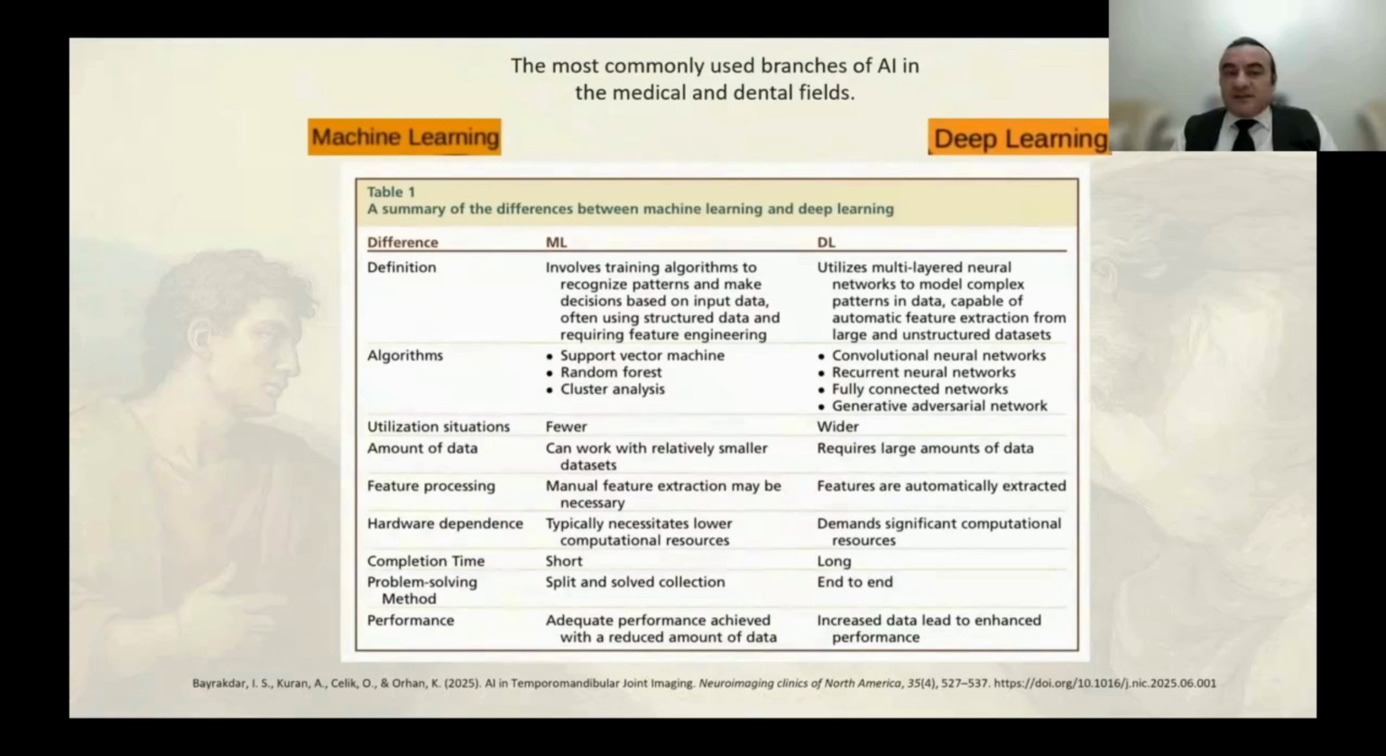There are several algorithms, the classifiers that we use in machine learning, such as support vector machine, cluster analysis, and random forest. But in deep learning, we much more use convolutional neural networks, especially for DMFR imaging, recurrent neural networks, fully connected networks, and GAN networks. The feature processing in machine learning is manual feature extraction, but in deep learning, the features are automatically extracted. So you can see the differences between machine learning and deep learning methodologies in terms of different use.